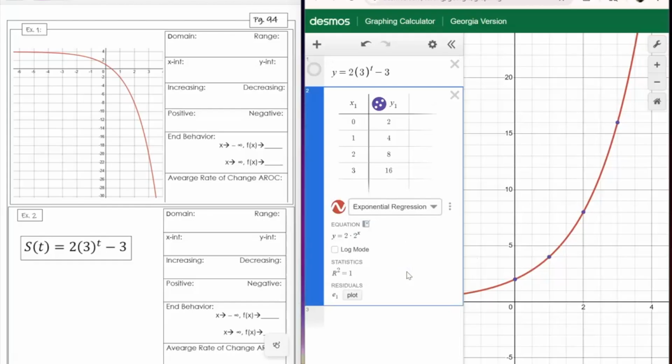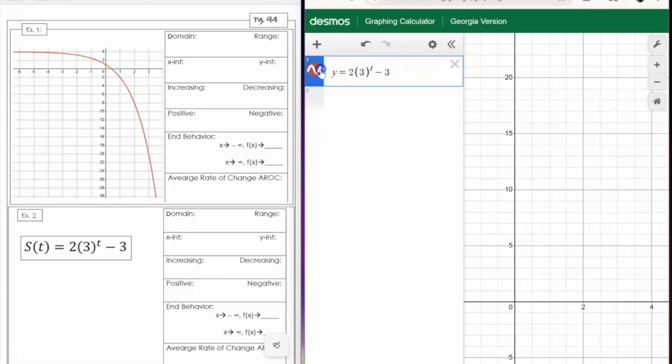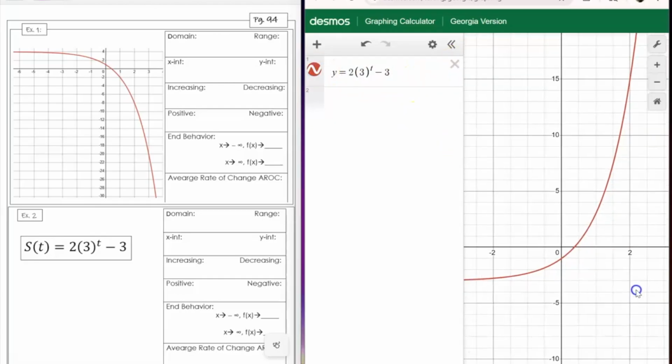So if they give you a table, put it in, hit the flag, make it an equation, and then you can see the graph. If they give you an equation, just type in the equation. So in this case, I've been given an equation, so I'm going to just use my equation to answer all the questions that I need to answer.